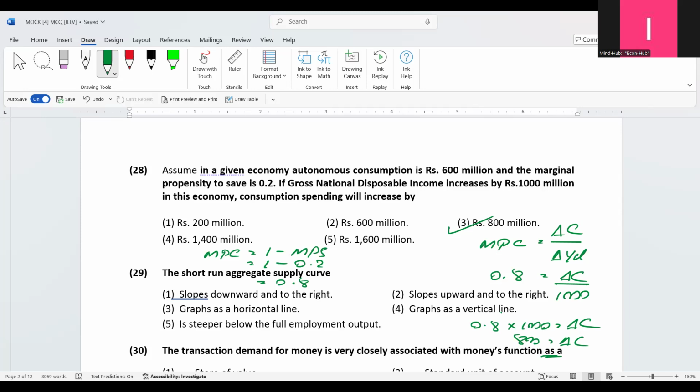Question 29. How does the short run aggregate supply curve look? It's upward sloping from left to right. Long run aggregate supply curve is parallel to the vertical axis, the general price axis, if not perfectly inelastic. Short-run aggregate supply curve tends to be, sorry, upward sloping from left to right. Correct answer number 2. Question 29, correct answer number 2.